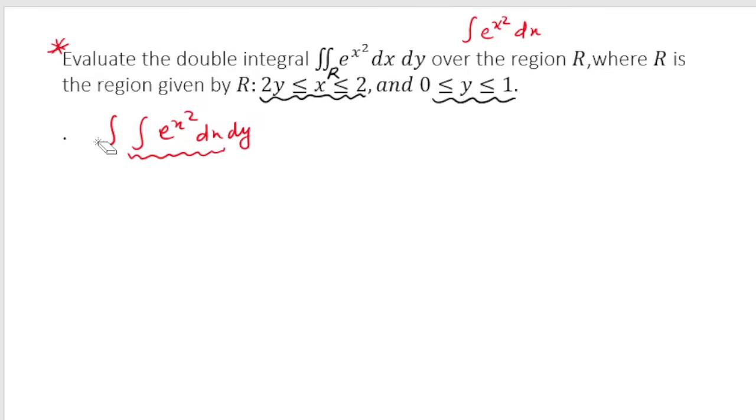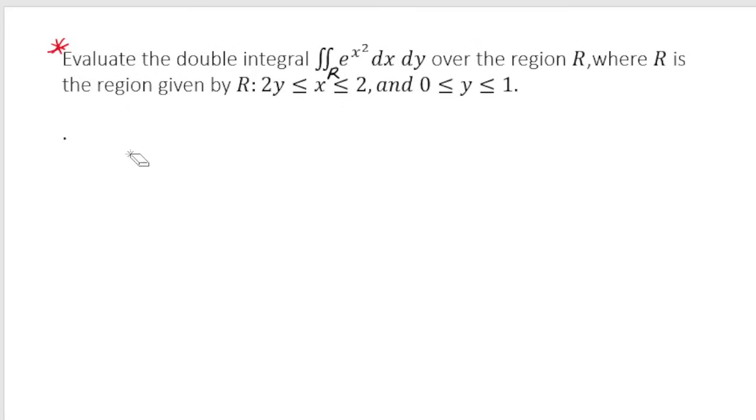So even though in the question it is not given whether you have to integrate with respect to x first or with respect to y first, what should we do? We should try to integrate it with respect to y first. Let me first draw the region. Let me call this axis the x-axis and this axis the y-axis. So x is varying between 2y and 2.